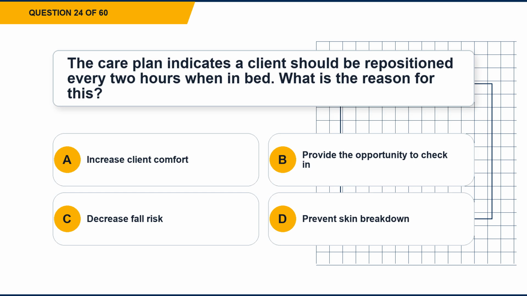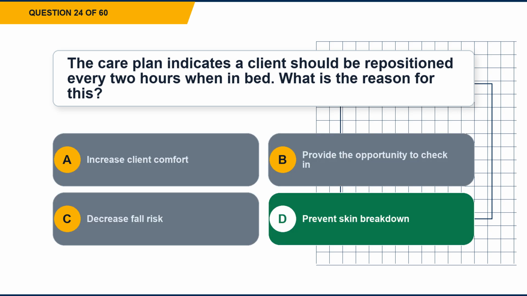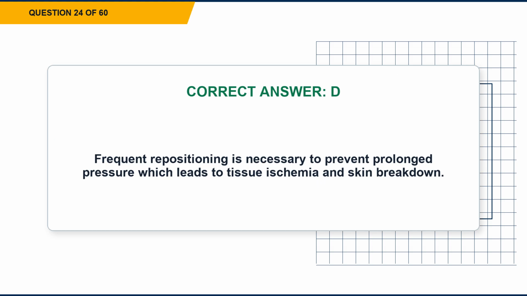security. Question 24. The care plan indicates a client should be repositioned every 2 hours when in bed. What is the reason for this? Option A, increase client comfort. Option B, provide the opportunity to check in. Option C, decrease fall risk. Option D, prevent skin breakdown. The correct answer is option D, prevent skin breakdown. Explanation: frequent repositioning is necessary to prevent prolonged pressure, which leads to tissue ischemia and skin breakdown.